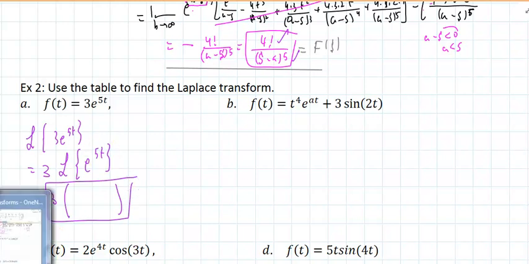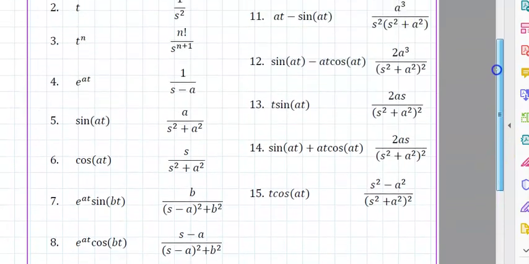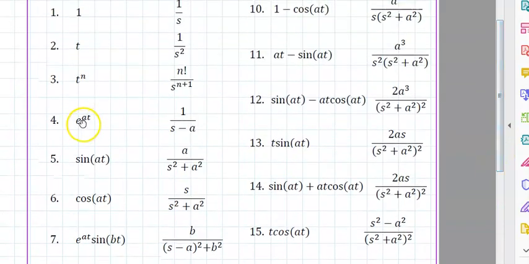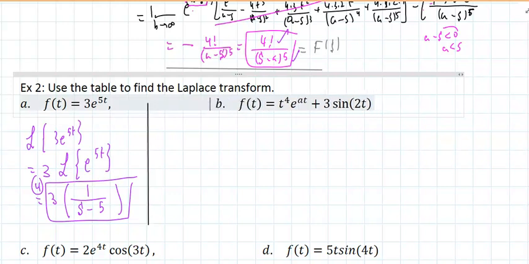All you have to do is use the table. Try to locate where e to the at is on the table. E to the at is number 4. E to the at, if you apply the Laplace, if you integrate from 0 to infinity, that's 1 over s minus a. So a is taking the place of 5, that's 1 over s minus 5. The only catch, you need to tell me that you used property 4. Otherwise, on a test, you will get no credit. You must show me how you're getting that.